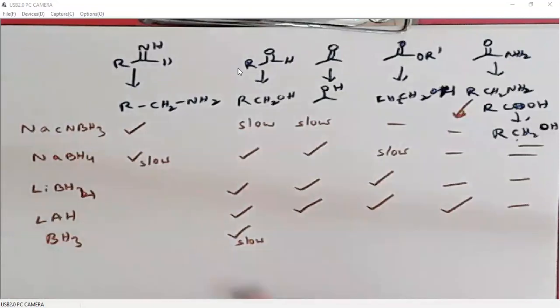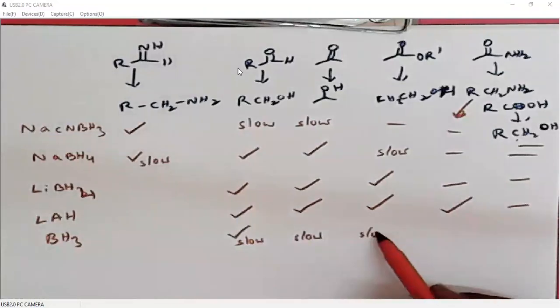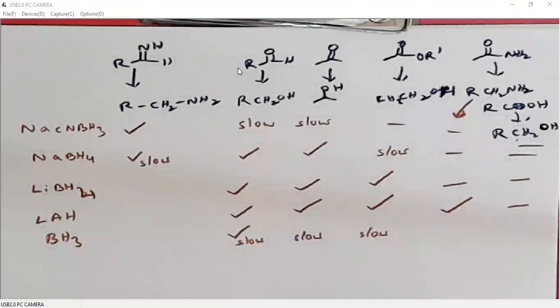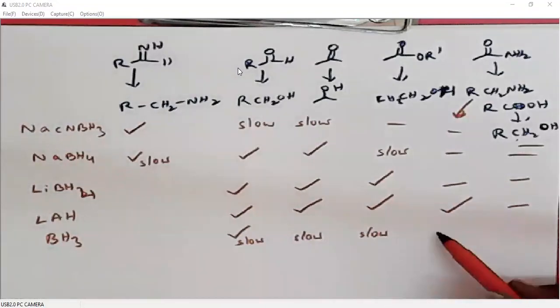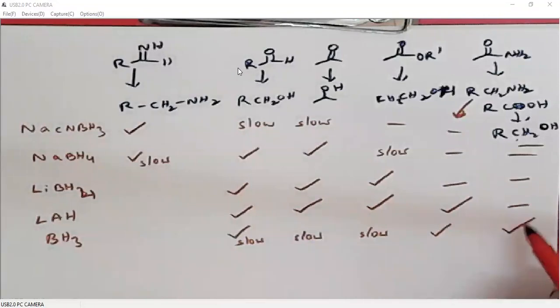So here ketone reduction is slow. Even ester also undergoes reduction, but it is also very, very slow. Then amides can be reduced to amine using diborane, and carboxylic acids can be reduced to alcohols. So carboxylic acids can be reduced with borane, whereas LAH cannot reduce carboxylic acids. Yeah, take this table.